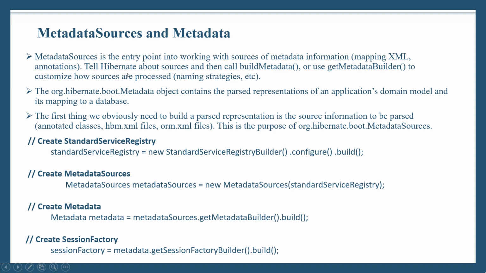And these metadata sources tell Hibernate about sources and then call build metadata or use get metadata builder to customize how sources are processed. And the org.hibernate.boot.Metadata object contains the parsed representation of an application's domain model and its mapping to a database. The first thing we obviously need to build a parsed representation is the source information to be parsed, and this is the purpose of org.hibernate.boot.MetadataSources.